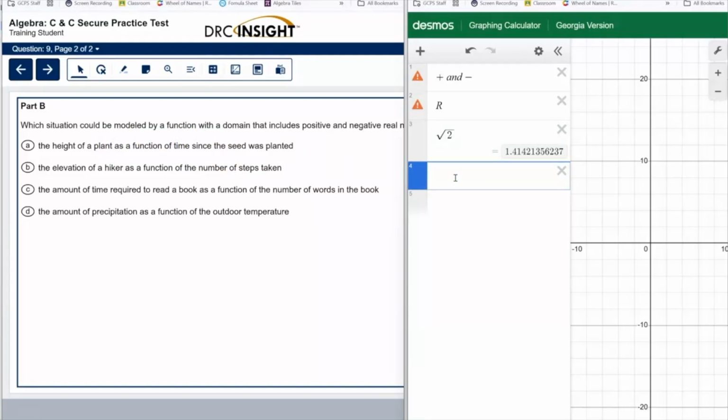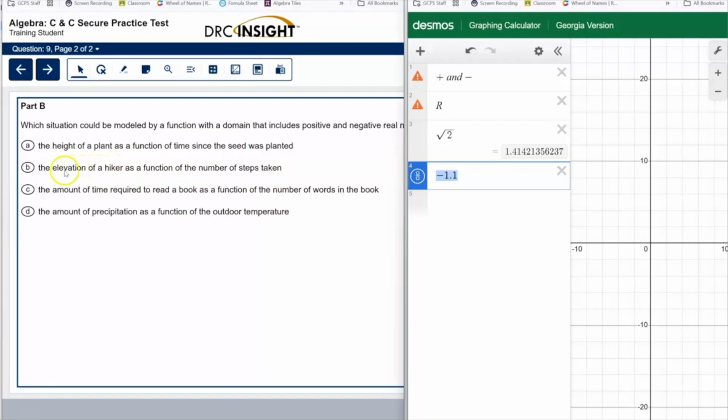But when you think about time, can I have negative 1.1? No, absolutely not. Because I can't have negative 1.1, this is only positive real numbers. So time is positive real numbers. All right, the evaluation of a hiker as a function of the number of steps taken.